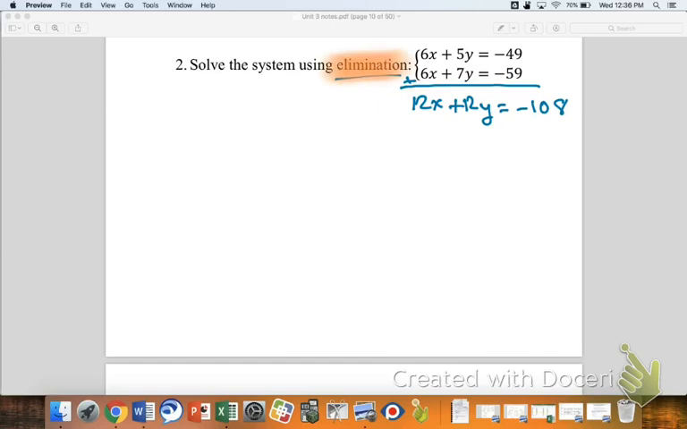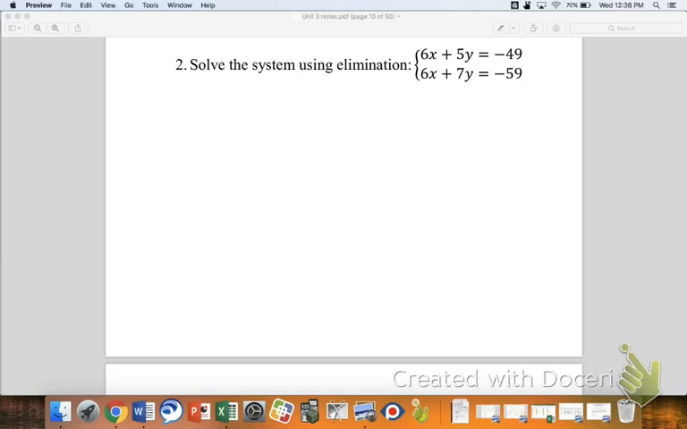So the problem with this is that when I added, nothing eliminated, right? I still have an x, I still have a y. So here's what I want to do. I would like to make this so that we actually do get an elimination. And in order to do that, I need to change one of my equations a little bit. You guys remember that it's okay to multiply an equation by something as long as you multiply all the terms by that one thing?